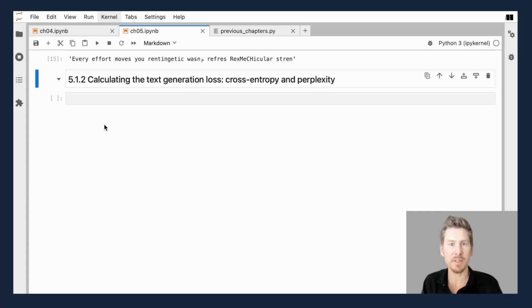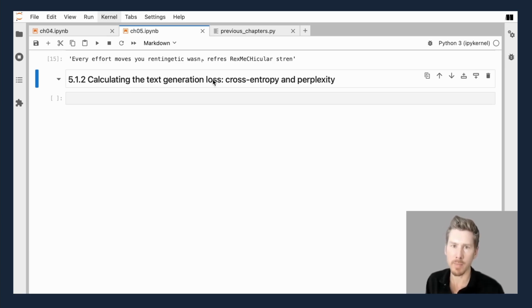So in the previous section, we had the GPT model generate text, and then we as humans looked at the text and saw, oh, this is actually not very good text. So in this section, we are now going to implement a way we can measure this quality of the text more numerically. For this, we are going to calculate the text generation loss.